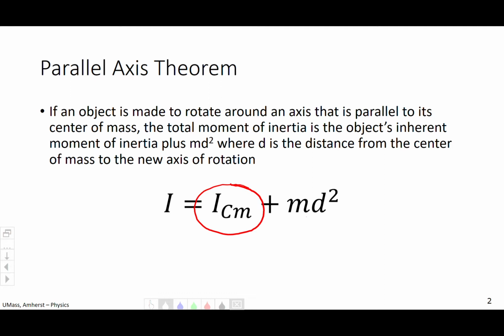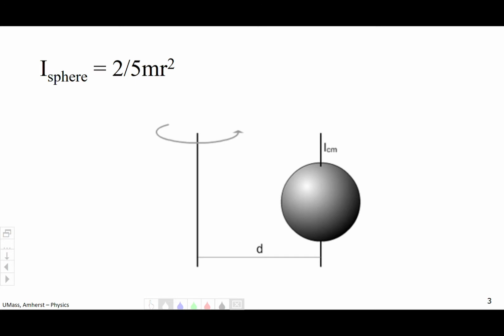However, if we are given that moment of inertia and we have a new axis of rotation, we can use this parallel axis theorem, where we take the normal moment of inertia and add the mass of the object times the distance from the center of mass to the new axis of rotation, and we've got our new moment of inertia. Could not be simpler.